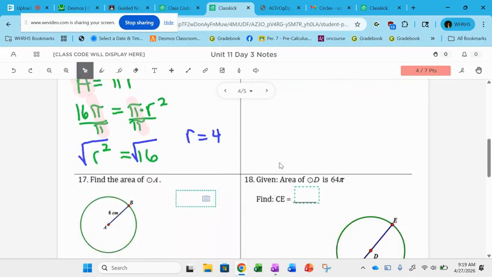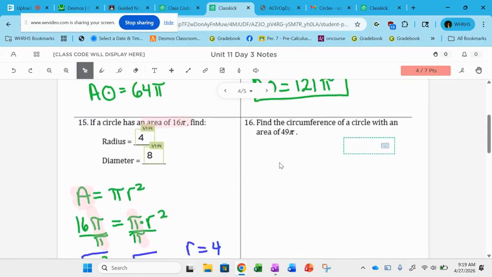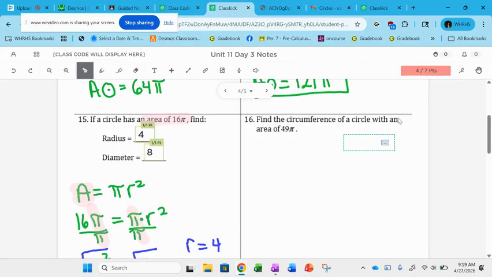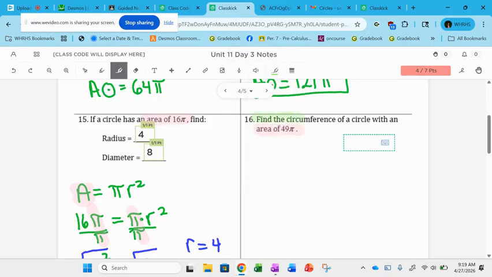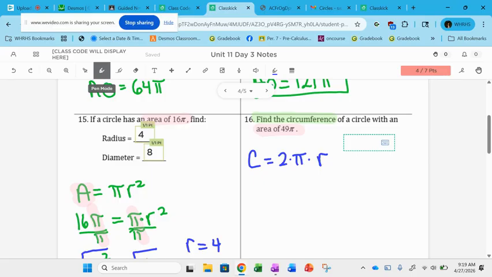Now I'm getting even more sneaky here. They're saying find the circumference of a circle with an area of 49 pi. So they're saying the area is 49 pi, but then look how sneaky this is. They're asking to find the circumference. Well, to find the circumference, it's 2 times pi times r. In order for me to find the circumference, I need the radius. They didn't tell me the radius or the diameter. All they told me is the area.